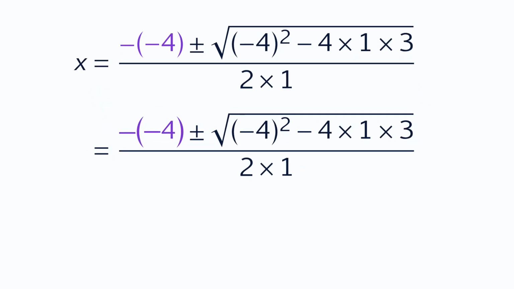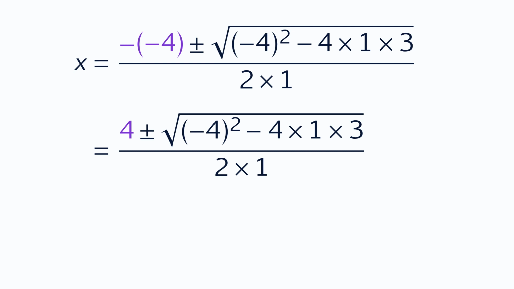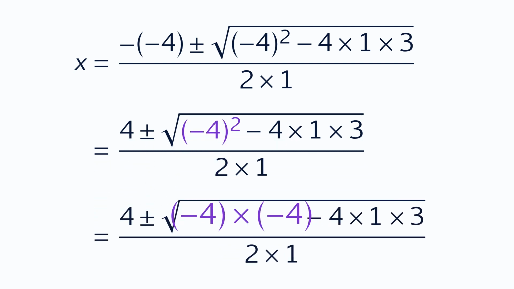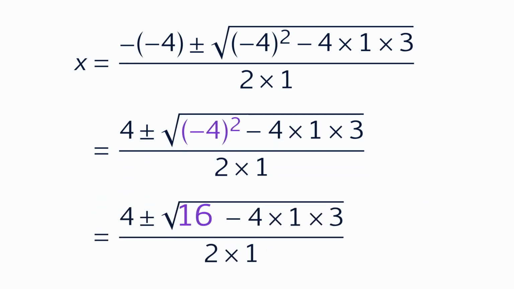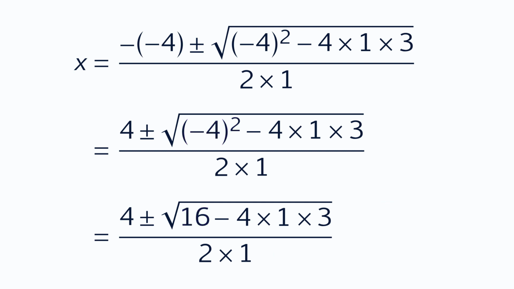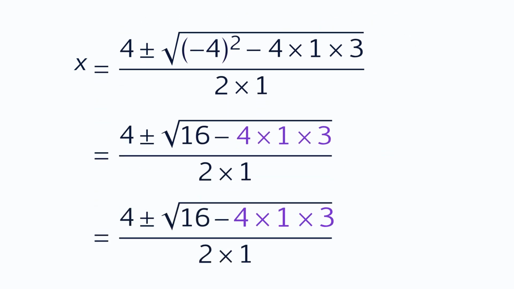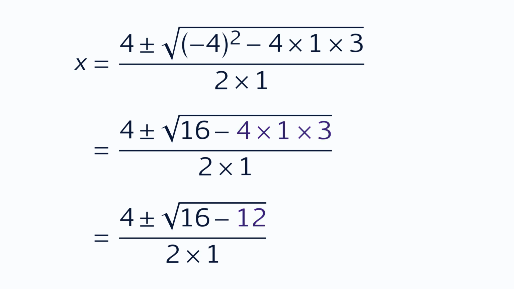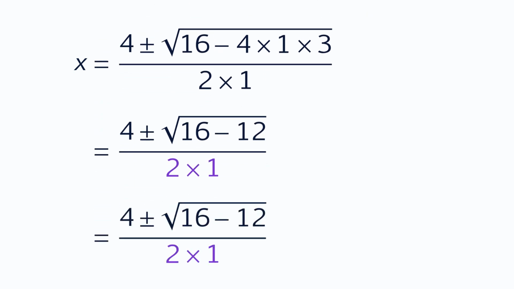First, you clean up minus negative 4, giving you 4. Now, it's smart to calculate the discriminant. The discriminant is the expression under the square root. Here, negative 4 squared is the same as negative 4 times negative 4, which is 16. Next, 4 times 1 times 3 is 12. This gives you 16 minus 12 under the square root. In the denominator, you have 2 times 1, which is 2.